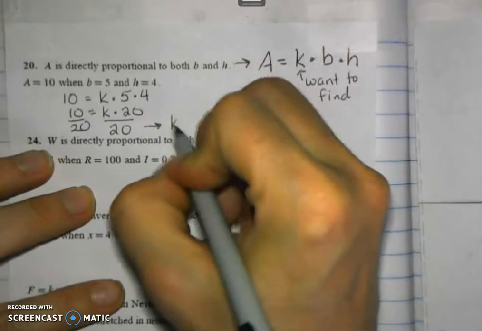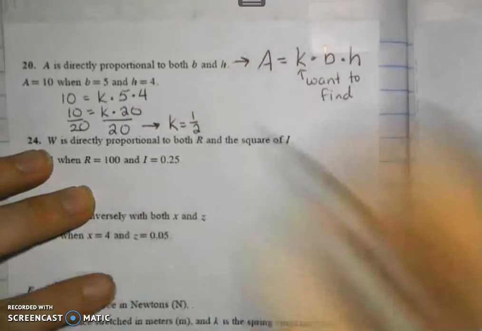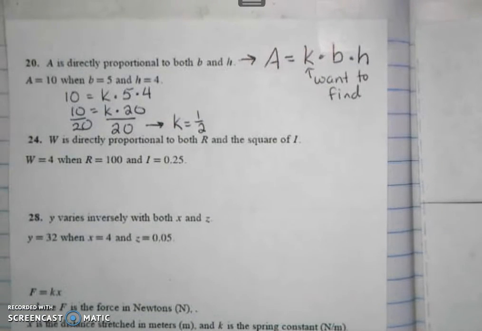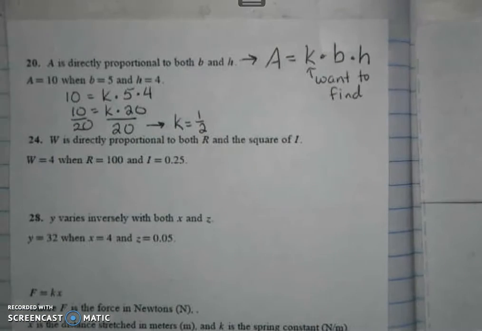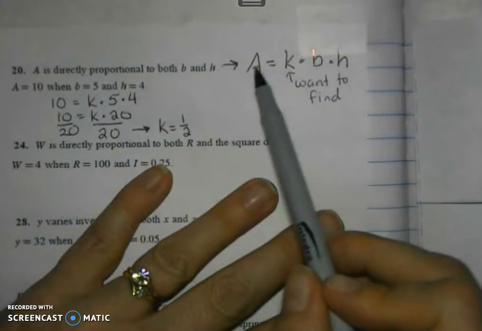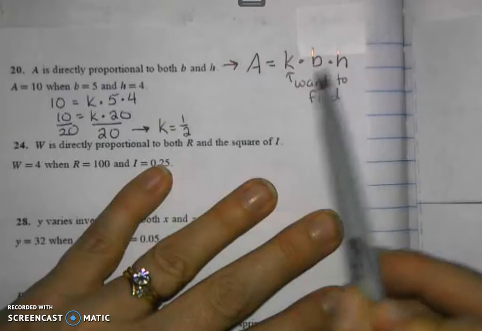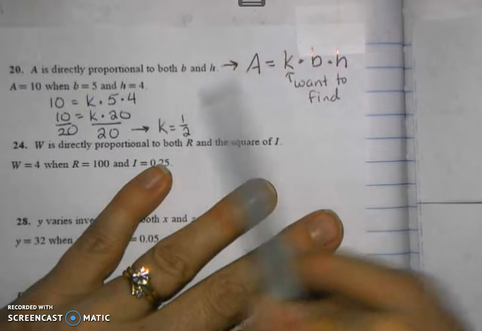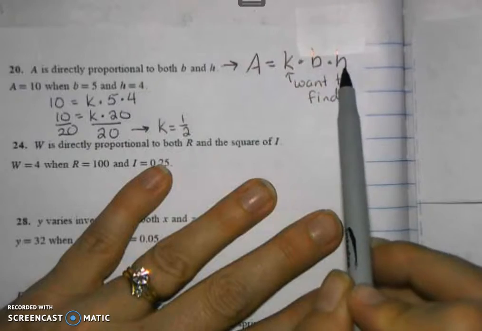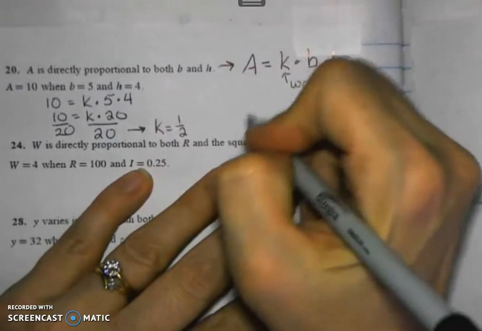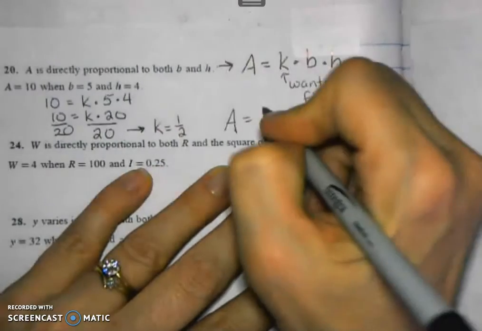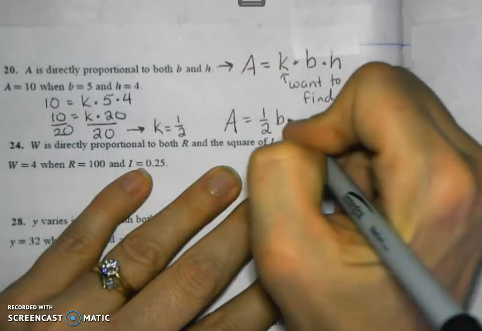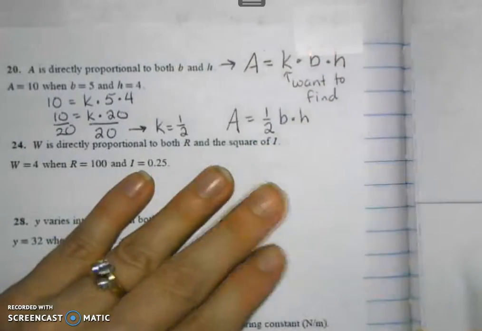And it turns out that K is equal to 1/2. Here's where most students fail to finish the problem. What they want us to do now is rewrite this formula with our value for K, because K will never change. The only things that will change are these 3 variables. So our final answer is A equals 1/2 B times H.